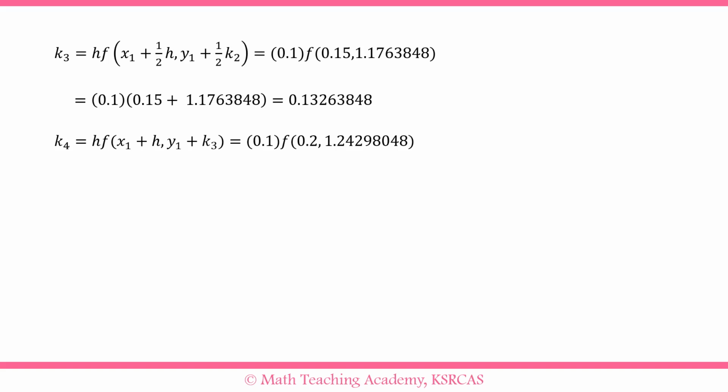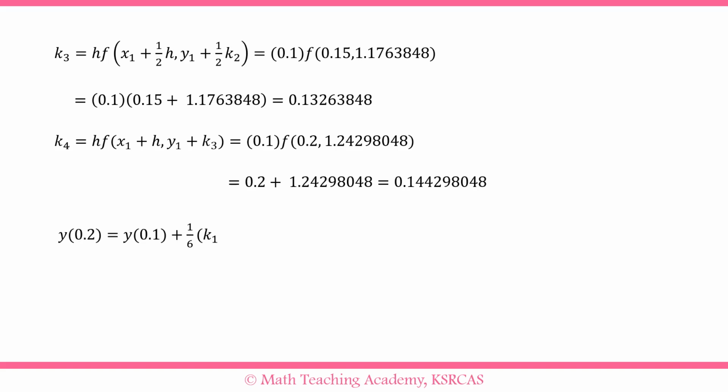Next to find K4 value. K4 equal to h into f of x1 plus h comma y1 plus k3. H value is 0.1 into f of x1 plus h is 0.2, y1 plus k3 is 1.24298048. After simplifying, we get the results 0.144298048. So therefore, y of 0.2 equal to y of 0.1 plus delta y value.